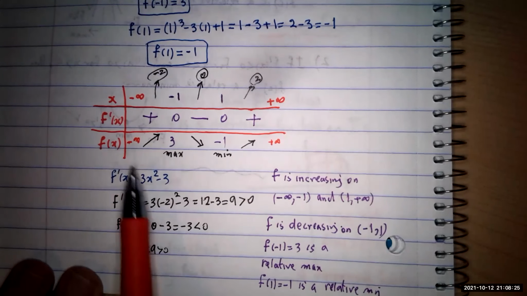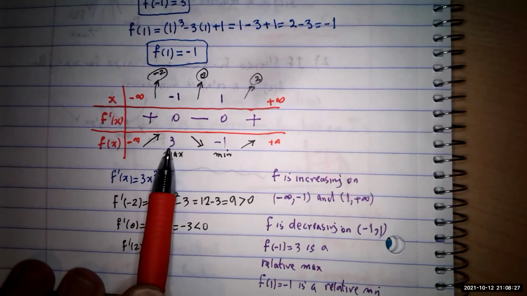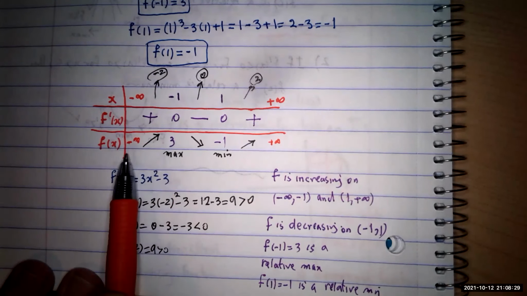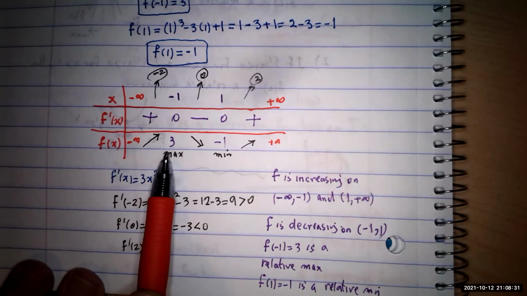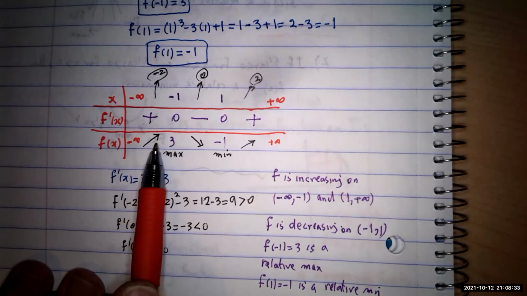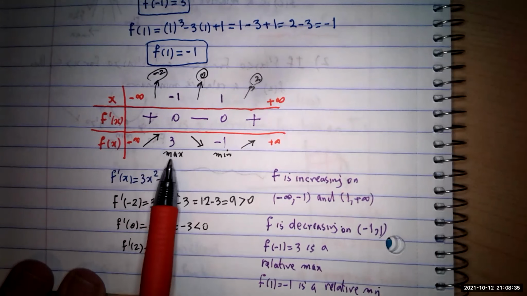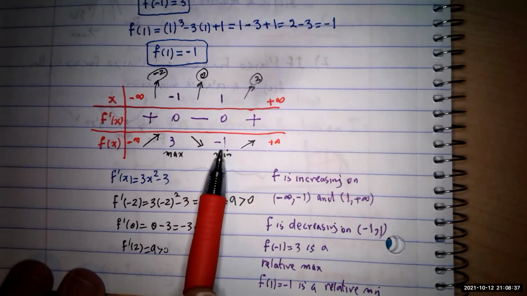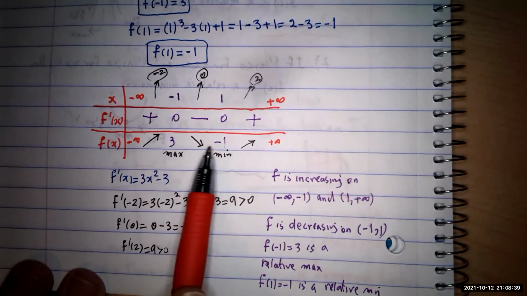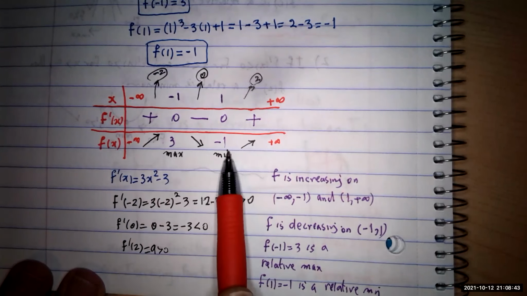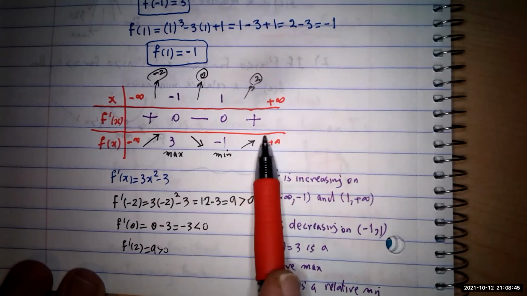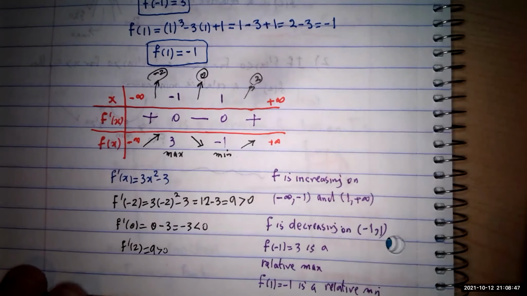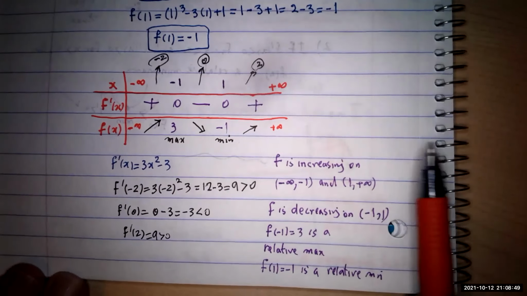Then you compare these numbers. You see, this is negative infinity to 3, so you're going from a negative number to a positive number, so the function is increasing. And this is 3 to negative 1. You go from a positive number to a negative number, it's decreasing. From negative 1, you go to the positive, and it's increasing. So you don't have to test. I mean, you get this information free.